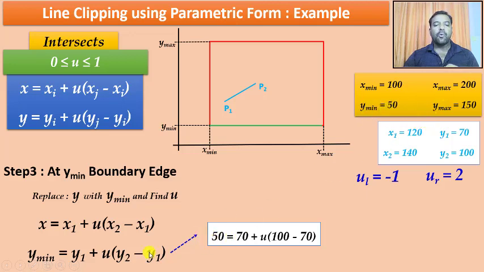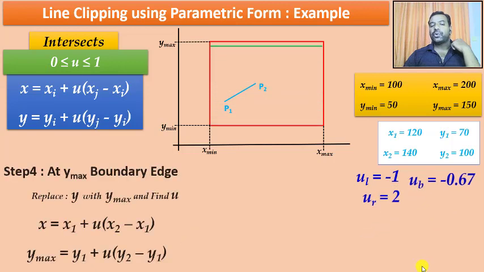So 50 equals y1 value, which is 70, plus u into y2 value, which is 100, minus y1 value, which is 70. If I solve this equation for u, I am going to get u as minus 0.67. It's ub because it is the u for the bottom edge. Hence, minus 0.67 is again not in the range. It's still not in the range of 0 and 1. It is beyond the 0 value. Hence, even here there's no intersection.